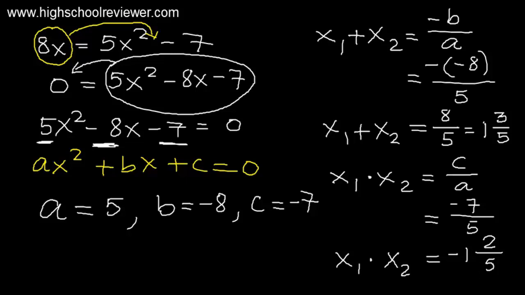So let's box our final answers. X sub 1 plus x sub 2 is 1 and 3 over 5. And x sub 1 times x sub 2 is negative 1 and 2 over 5. And these are our final answers, the sum and product of the roots.